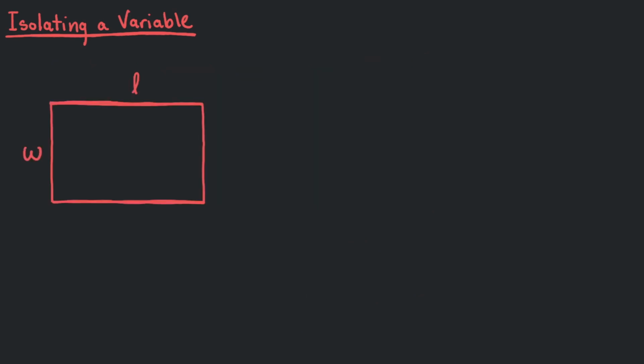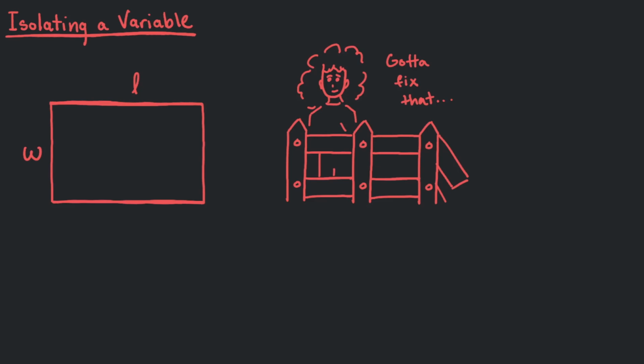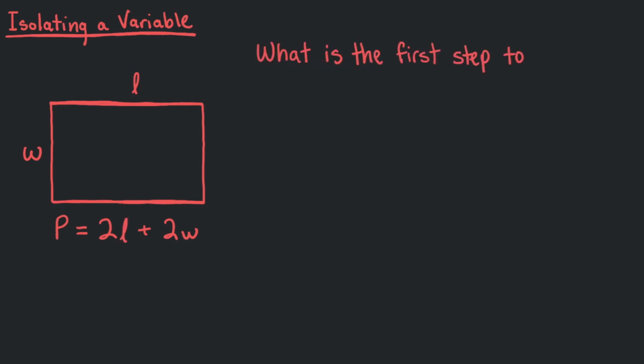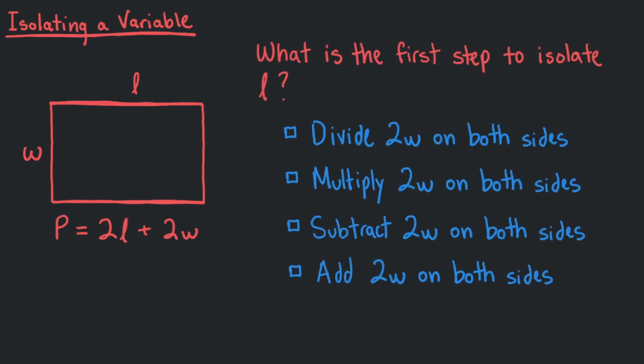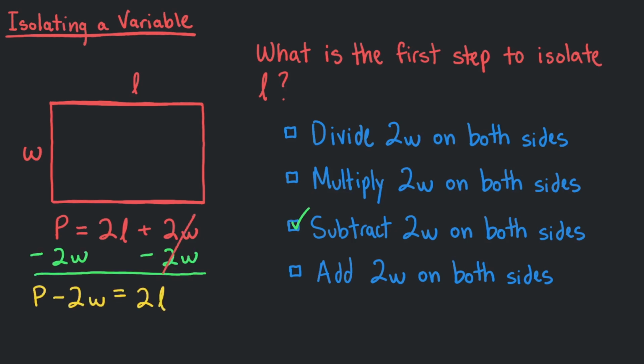Fiona wants to find the length of this rectangle to know how long she needs to make her fence. The perimeter equation of the rectangle is P equals 2L plus 2W, with L being the length and W as the width. Let's first rearrange this formula to solve for the length of the rectangle. What is the first step to isolating the variable L? Yes, we want to subtract both sides by 2W. When we subtract both sides by 2W, we have P minus 2W equals 2L.